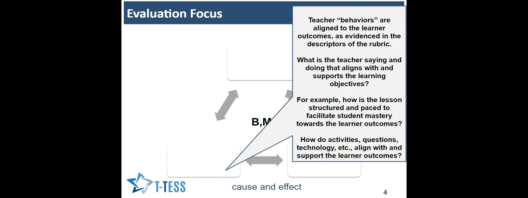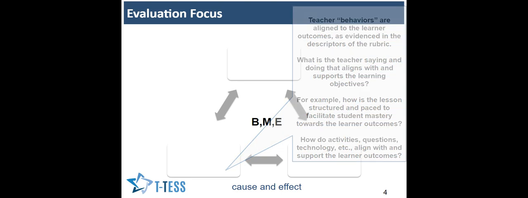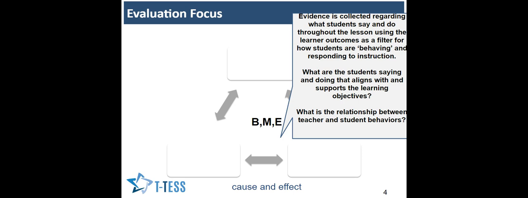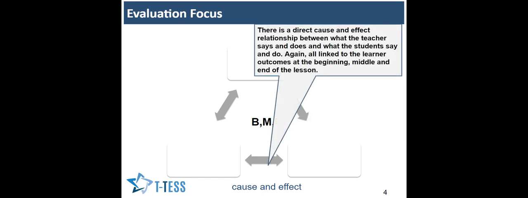Next, I'm collecting evidence regarding the teacher's behavior and how they are aligned to the learner outcomes. What is the teacher saying and doing that aligns with and supports the learning objectives? For example, how is a lesson structured and paced to facilitate student mastery towards the learner outcomes? How do questions, technology, etc. align with learner outcomes? I'm also collecting evidence regarding what students say and do throughout the lesson, using the learner outcomes as a filter for how students are behaving and responding to instruction. There is a direct cause and effect relationship between what the teacher says and does and what the students say and do. Again, all is linked to the learner outcomes.